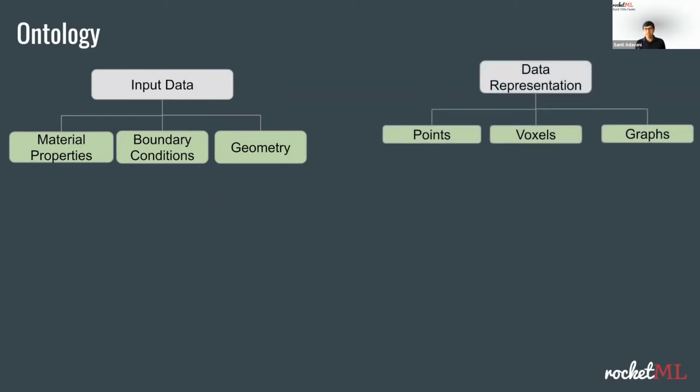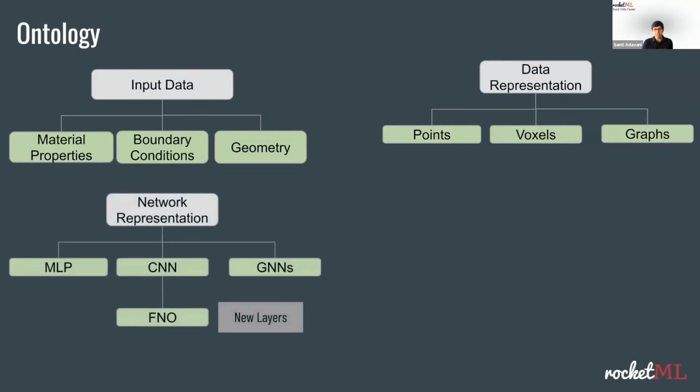The second big thing is data representation, right? That is, how am I representing the data for my neural network? Am I representing my data, in this case, say material properties or any of these, as points, or am I representing it as voxels, or am I representing it as graphs? Okay, and there may be other representations that might come up in the future, but going from data to its data representation is again an ambiguous thing that needs to be resolved.